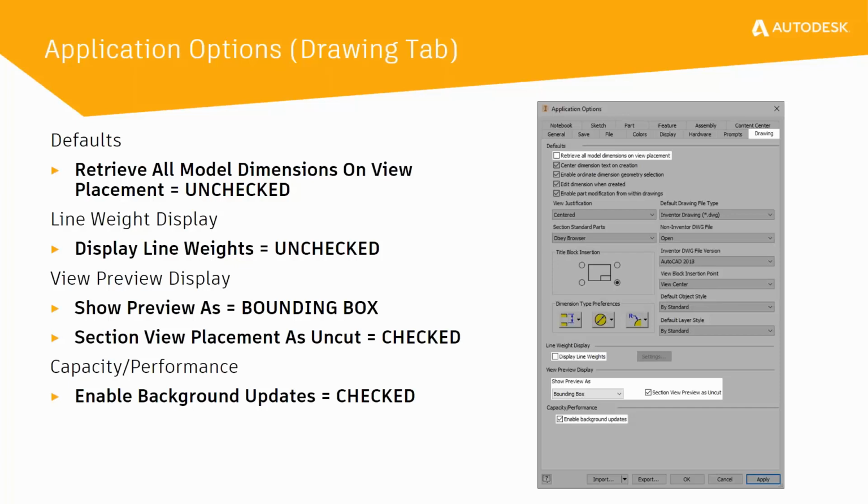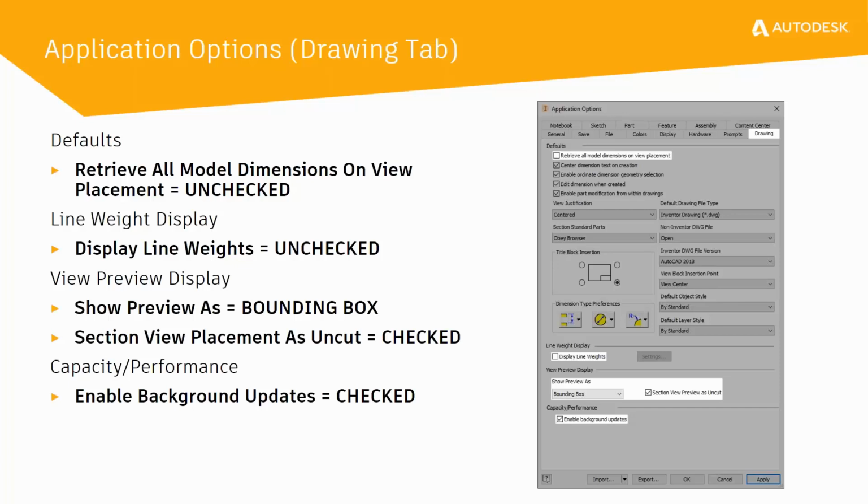It's checked. Getting a little bit confused with uncut and unchecked. But make sure that that box there is checked, and this controls the section preview and whether it's actually showing or not. So by selecting the checkbox, this means that the model is uncut. Now this doesn't have any effect on the actual resulting drawing view, it's only on the preview that's generated during the section view creation. And finally, enable background updates equals check.